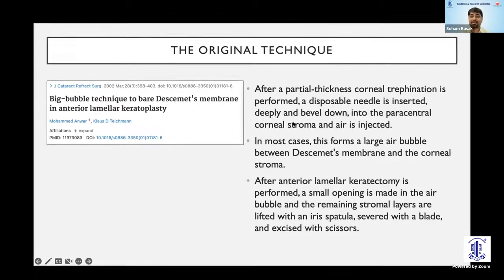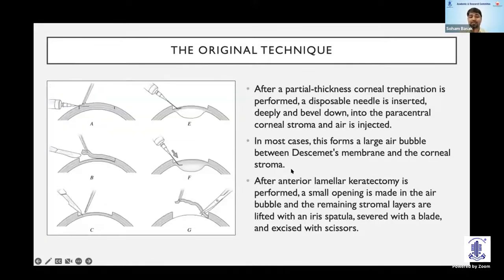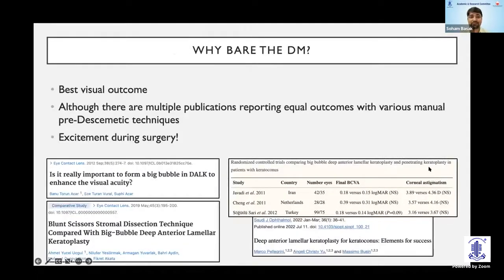What he says about achieving big bubble DALK, you do a partial thickness corneal trephination, then you insert a disposable needle with a bevel down and then inject air. What it then does is it separates the Descemet membrane from the overlying stroma. Then that is opened up and the stromal layers are removed. And then finally, we move ahead with the DALK procedure. So this is what he described in 2002. Two decades later, the steps are pretty much the same, although with some refinements and modifications.